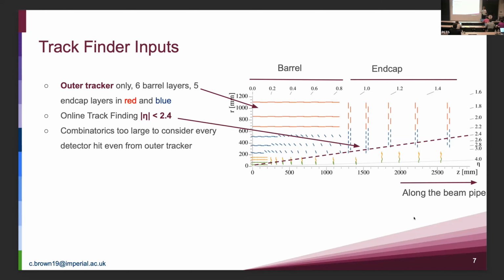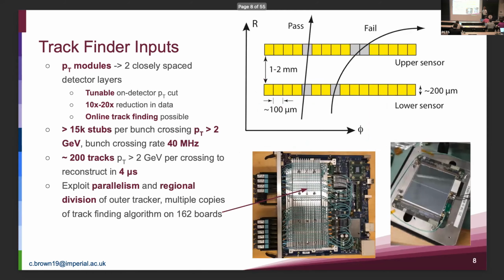But even with just the outer tracker, which is a reduction in data rates compared to the full tracker, the combinatorics for just the outer tracker is far too large for us to use it as is. So we've had to be quite clever in the way that we designed our outer tracker modules to make online track finding possible. One of the things we do for this is this idea of a PT module.